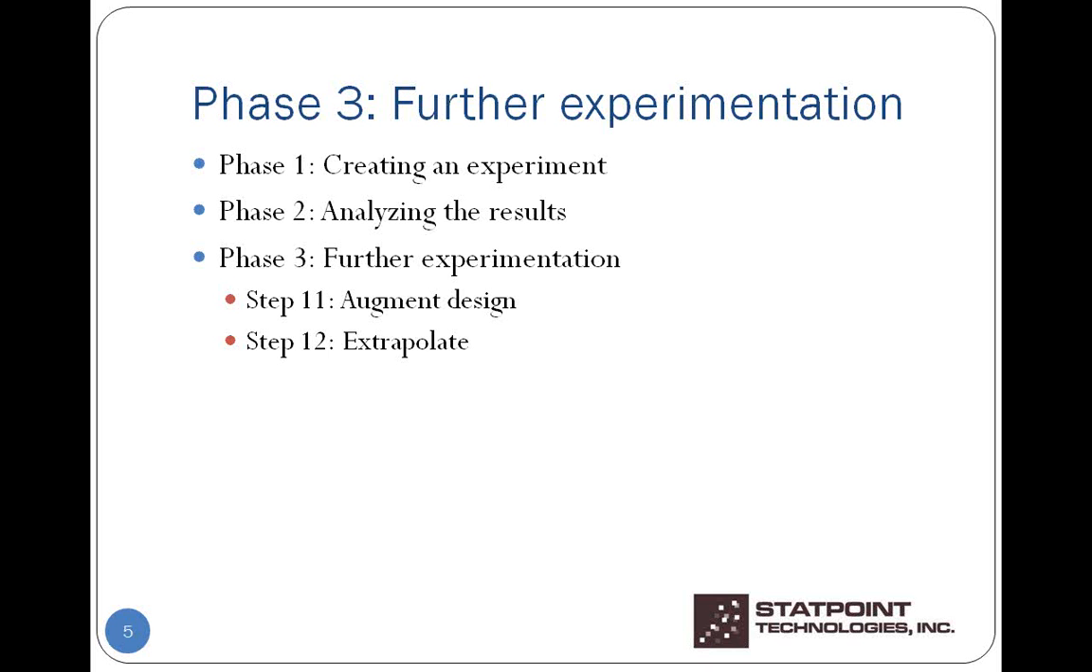Phase 3 is further experimentation. And there are a couple of facilities, as we'll see in Statgraphics, having done a single experiment, to either augment the initial design or extrapolate the models outside the experimental region along the path of steepest descent. So basically, phase 1, phase 2, phase 3, and we will be going through each of these as we go through this webinar.